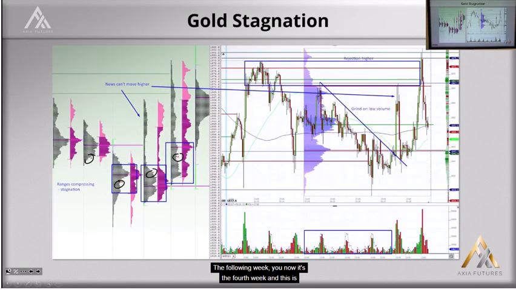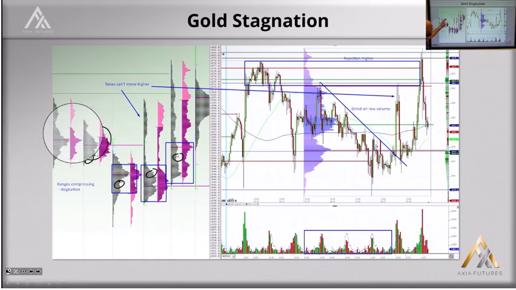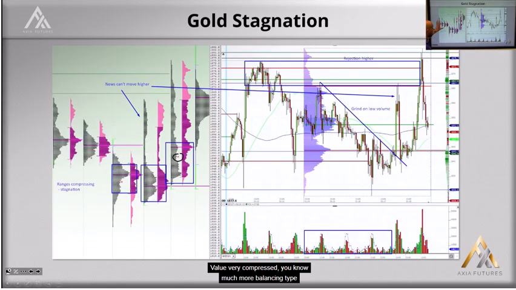The following week, you're now into the fourth week, and this is where we see this kind of stagnation. It's a market that still continues to struggle for direction. You get this drift down the range early on in the week. We're starting to see smaller ranges as well coming in. Value very compressed, much more balancing type profiles than we have been seeing previously.